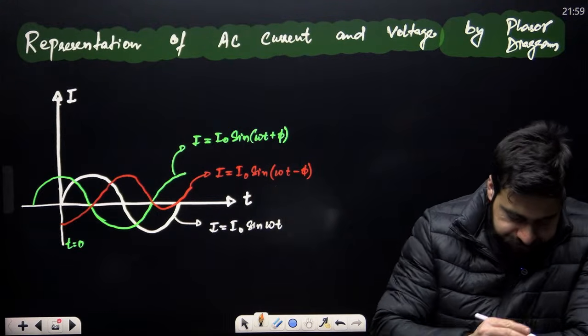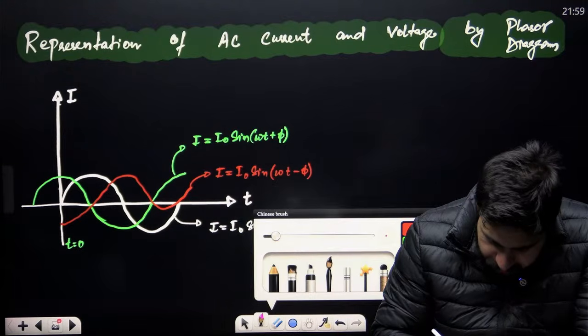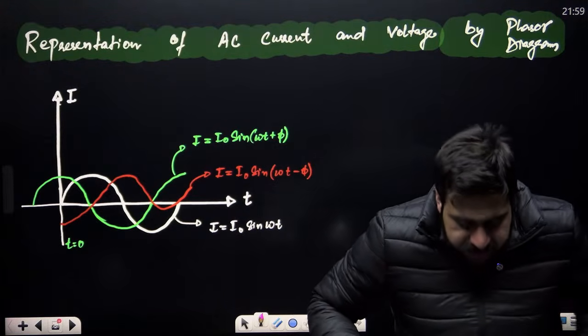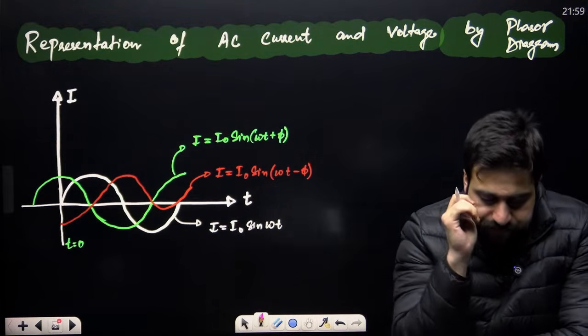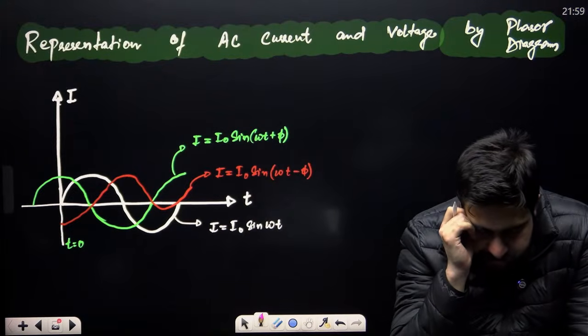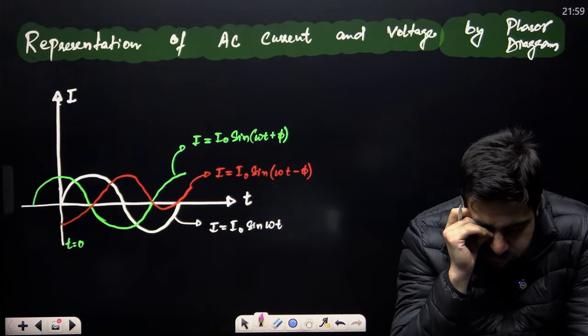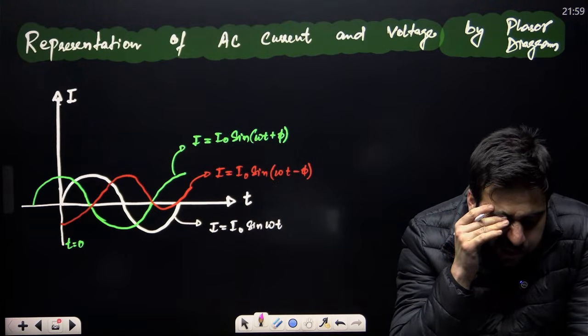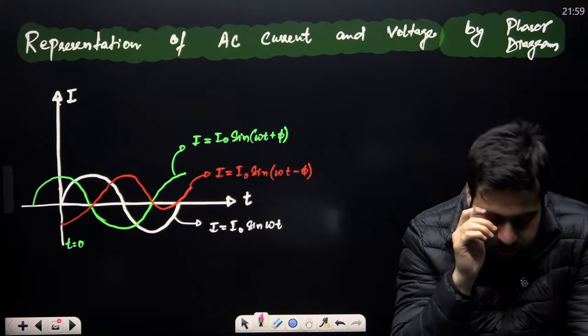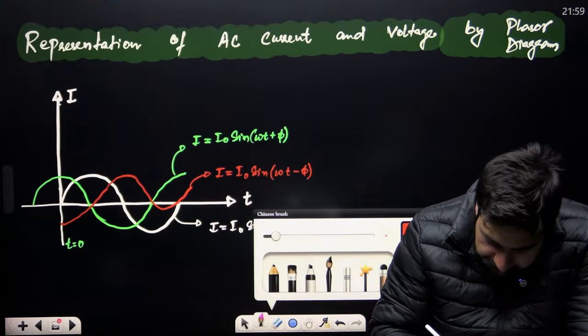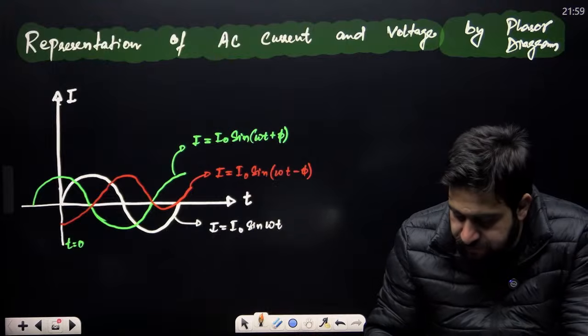Now guys, take a look at this particular question. Representation of AC, alternating current and voltage by a phasor. Listen to me very carefully. How do you mention this on the phasor diagram?